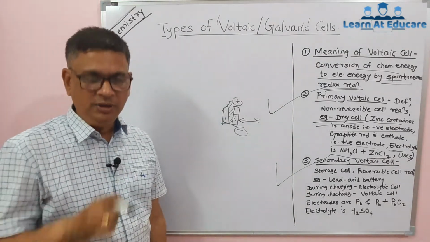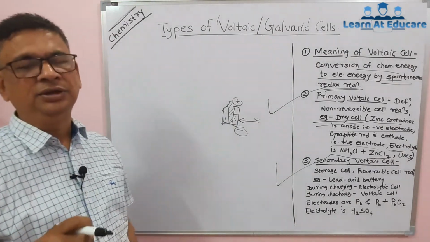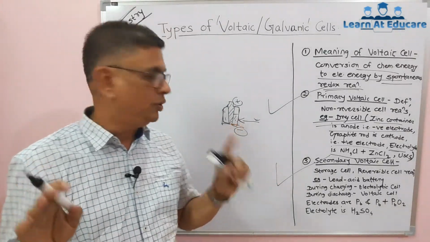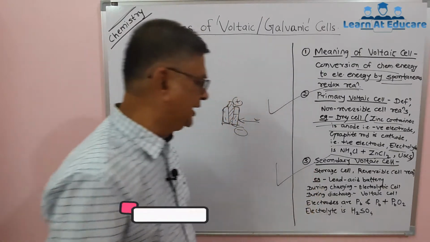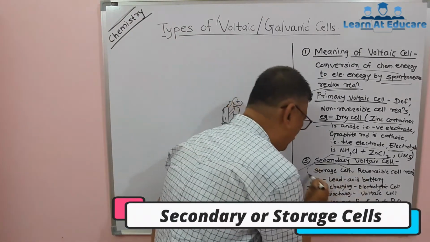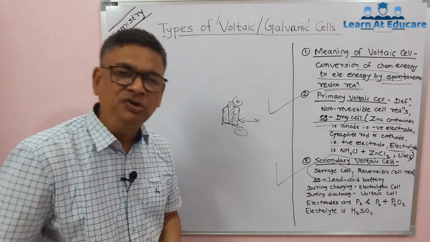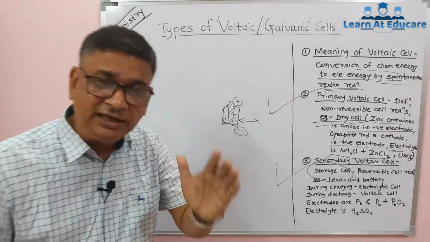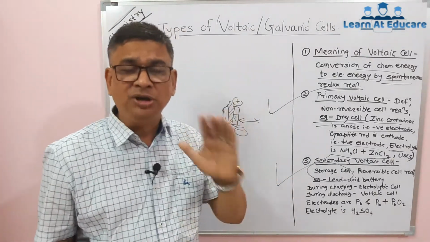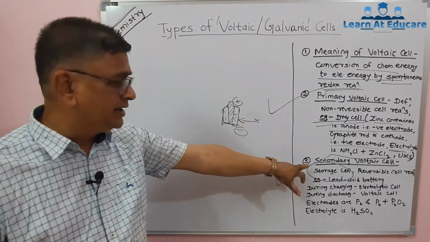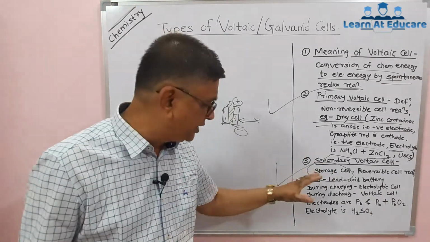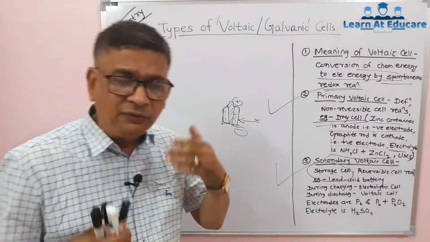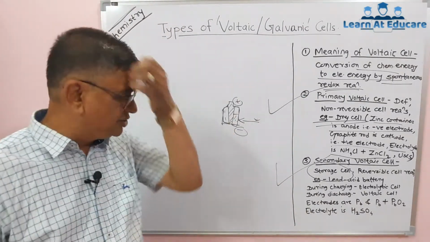That is the primary voltaic cell, in which the cell reaction cannot be reversed. It is not rechargeable. The second is called the secondary cell, also called a storage cell. Actually it does not generate electricity. In a primary cell, electricity is generated at the expense of a spontaneous redox chemical reaction. In the secondary cell, as the name indicates, it is a storage cell. Electricity is stored from an external source, and when we require it, we can take it from it. That is the storage cell.